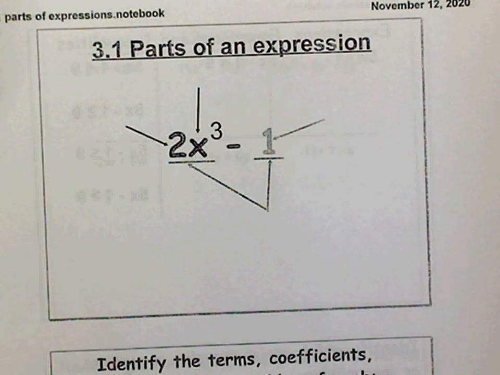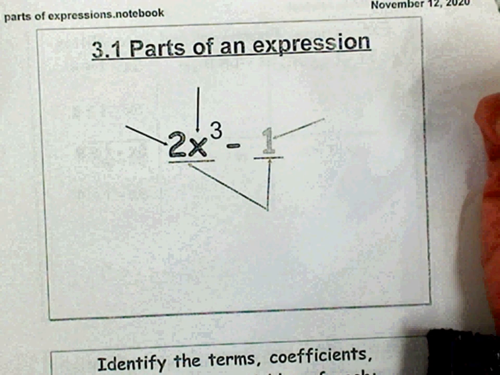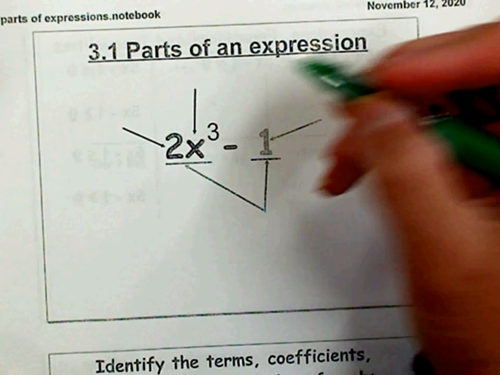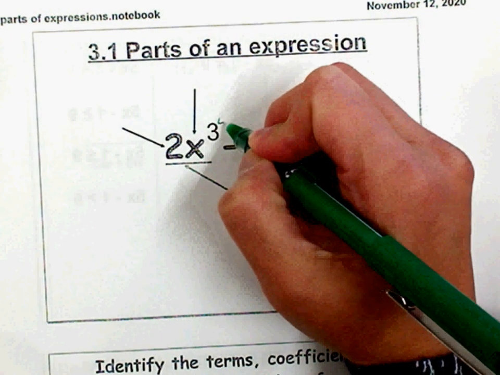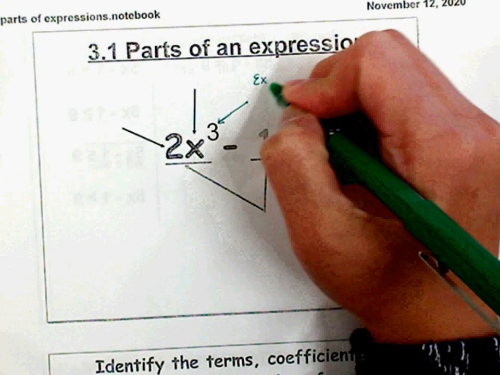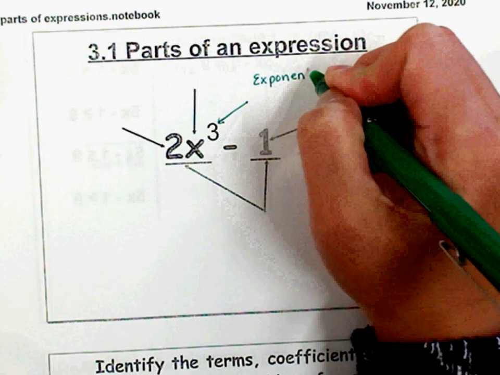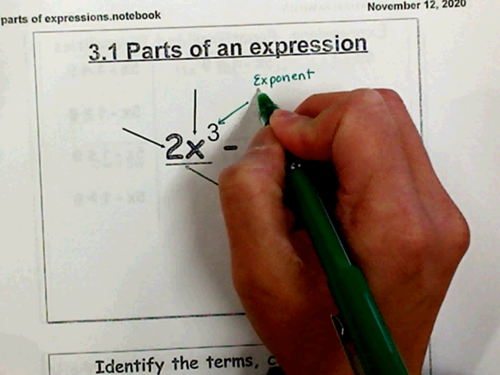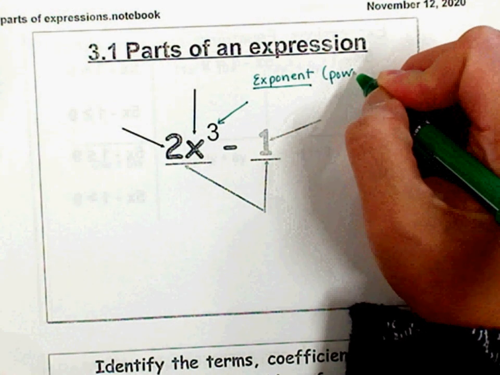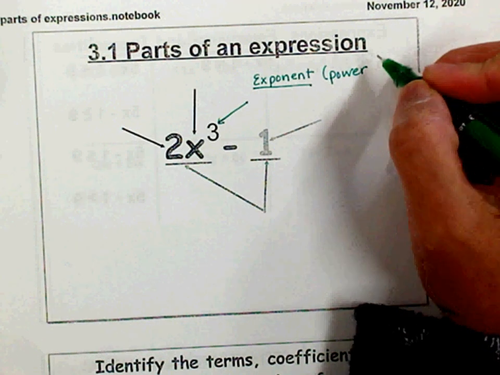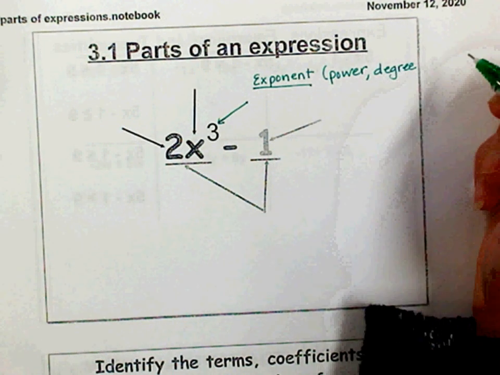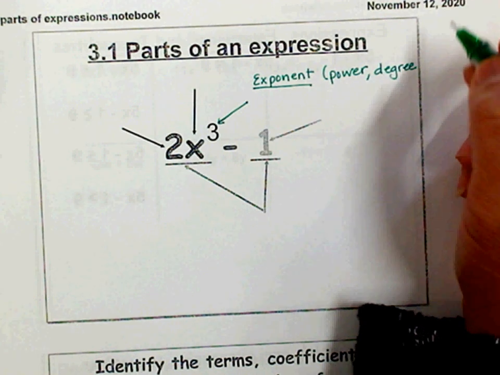All right, so to start, we're going to learn how to name a few things, okay? Anytime you see a number that's small and it goes up, that is called an exponent. Another word for exponent is the word power. Sometimes you'll see the word degree, and all that means exponent.